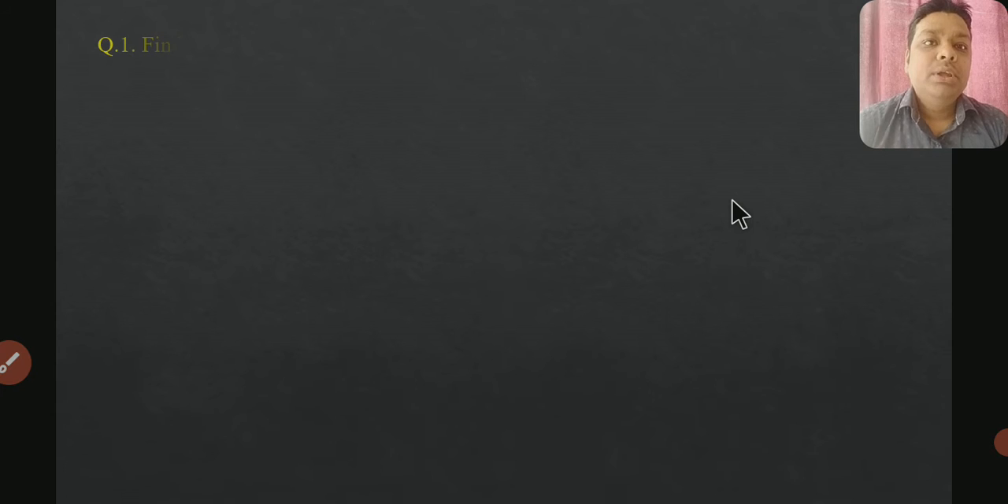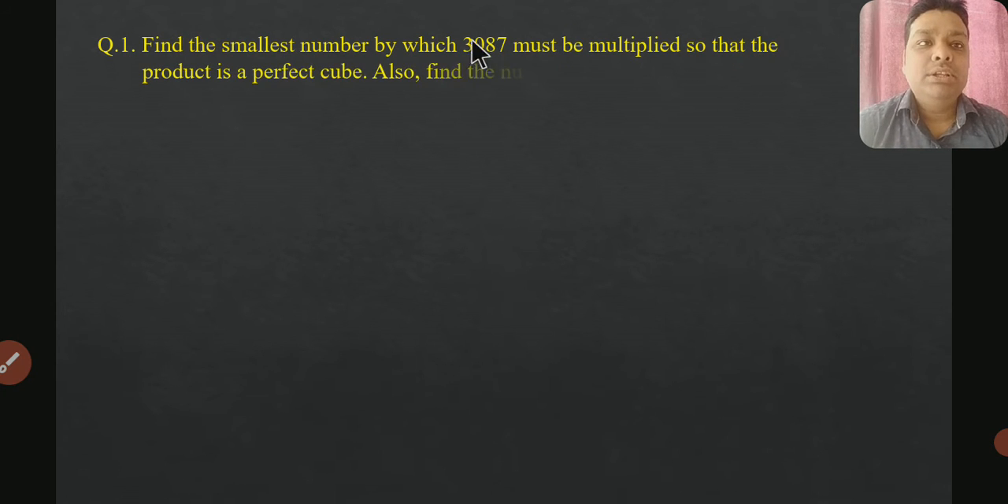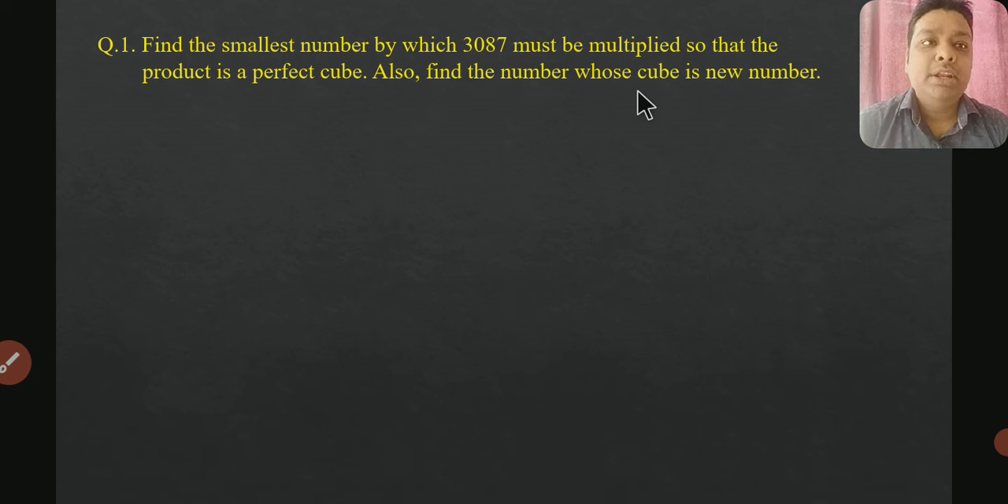At first, in the first question, we have to find the smallest number by which 3087 must be multiplied so that the product is a perfect cube, and we have to find the number whose cube is this new number. In that case, students, you know that in squares and square roots we have solved this type of question, but there is a difference between the question in squares and square roots and in cube roots. What is the difference? When we solve it, then we will see.